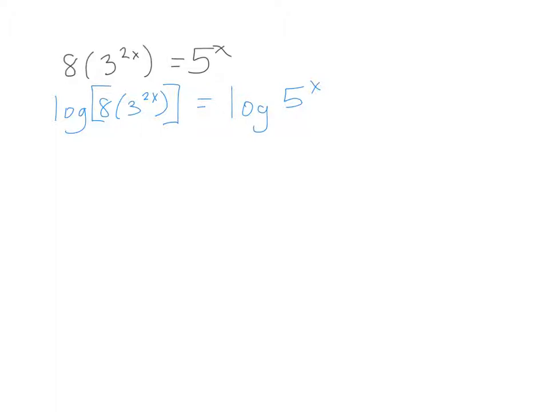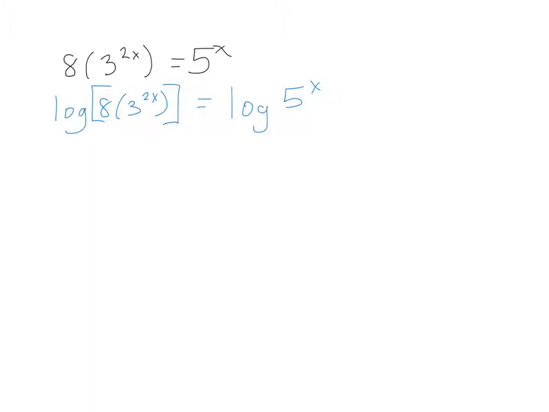In the previous question, the next step was we took those exponents down, but there's a problem with doing that on the left side. Do you know what the problem is? Yeah, it's because it's multiplied by 8. That 2 to the power of x is the exponent only on the 3, not on the 8. And so we can't take the 2x in the front until we deal with the fact that we have that multiplication.